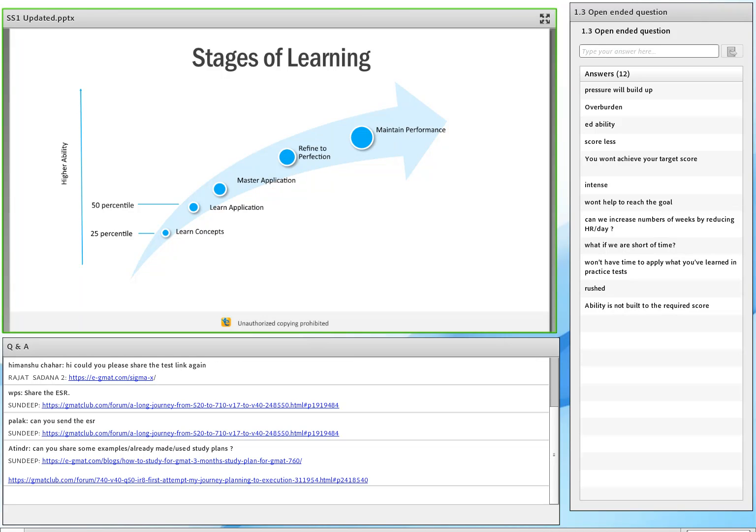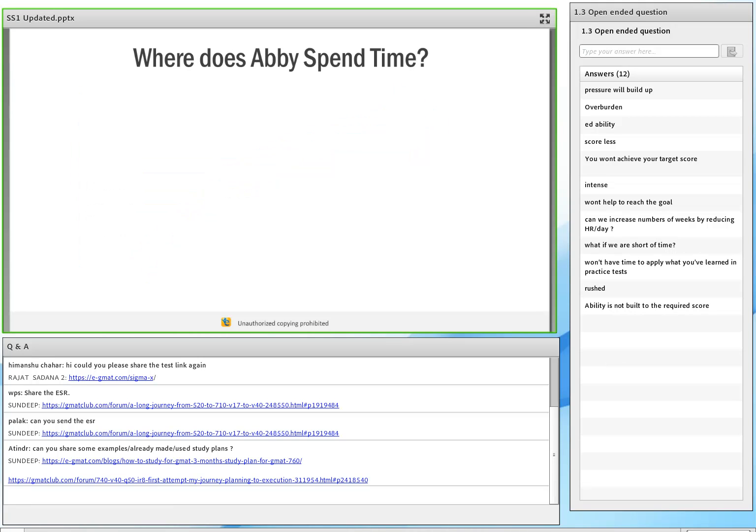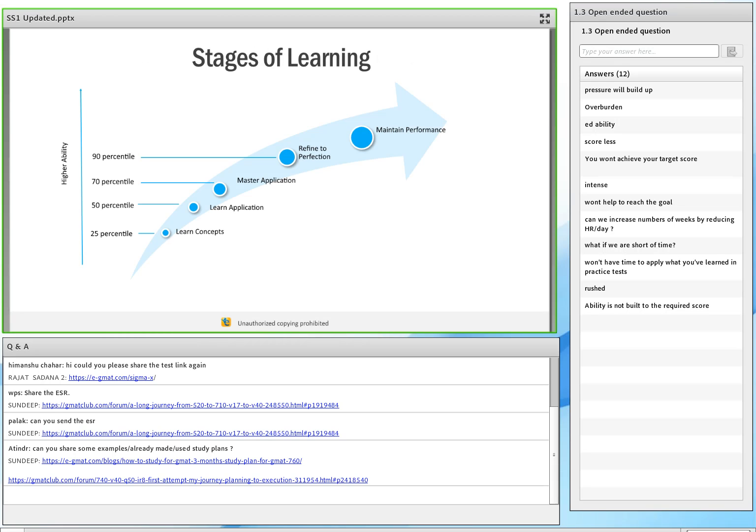Remember, ability is a comparative term. Remember, it's not about accuracy, it's about ability. Then as you master that application, you get to that 70th percentile ability. After you have mastered that application, when you get to refining to perfection, you hit that 90th percentile ability. And from there on, you only have to maintain performance to achieve higher ability.